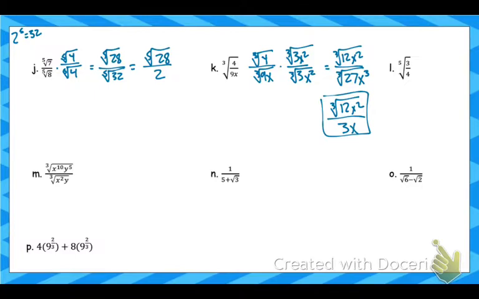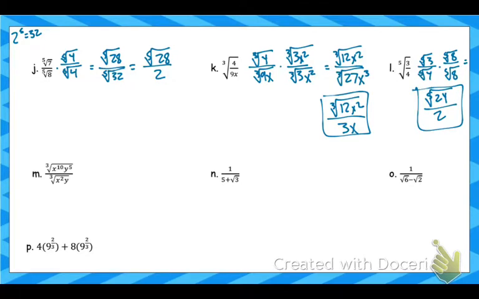All right, then looking at L. Again, we got the 5th root of 3 over the 5th root of 4. So a number that I know the 5th root of is 32. So in order to get there, I need the 5th root of 8. So I got the 5th root of 24 over the 5th root of 32, which is just 2.